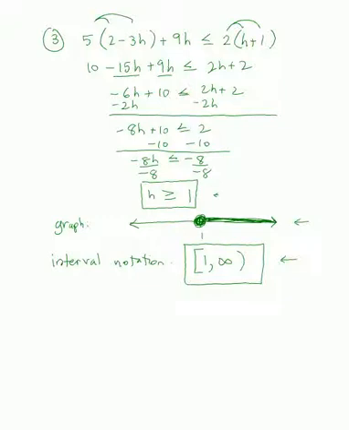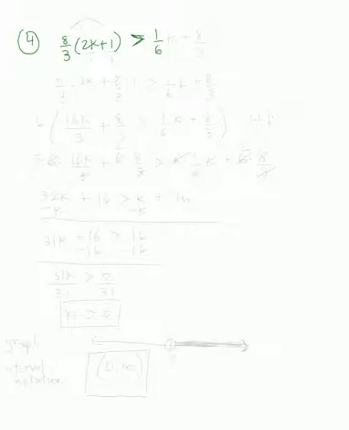Let's do our last example. This one's going to be tricky because we're going to have fractions in this one. So this is number 4. We're going to have 8/3 times (2k plus 1) is greater than 1/6 k plus 8/3.